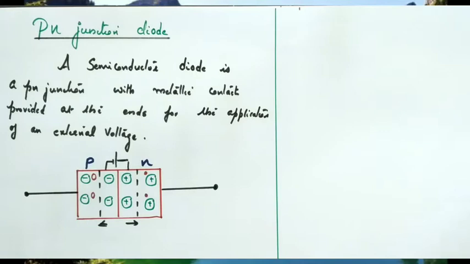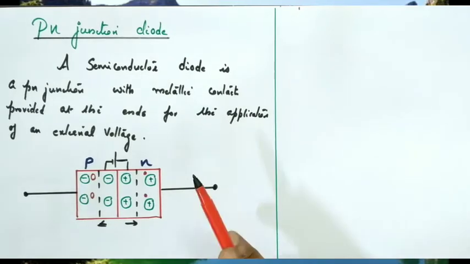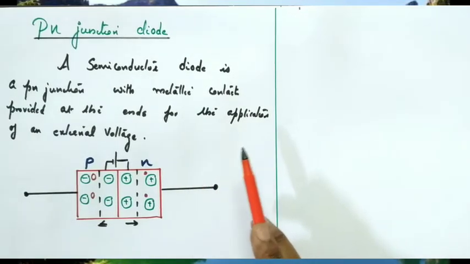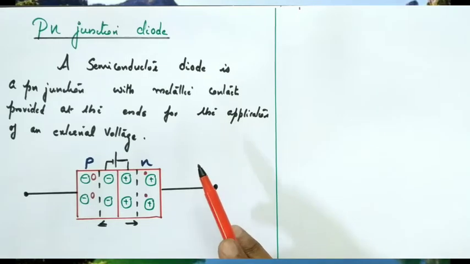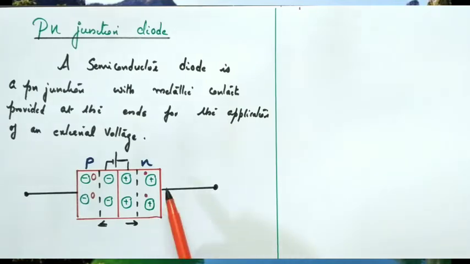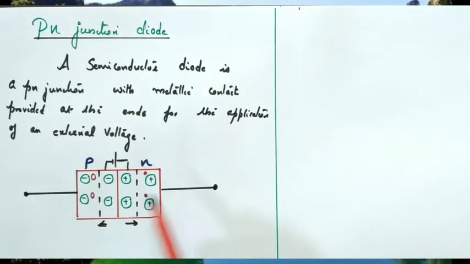Now we are going to discuss a very important semiconductor device called the PN junction diode. A semiconductor diode is a PN junction with metallic contact provided at the ends for the application of external voltage. So, a PN junction diode is nothing but a PN junction provided with metallic contacts at the two ends. So, this is a PN junction.